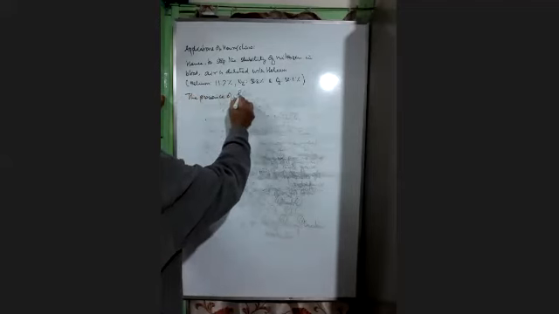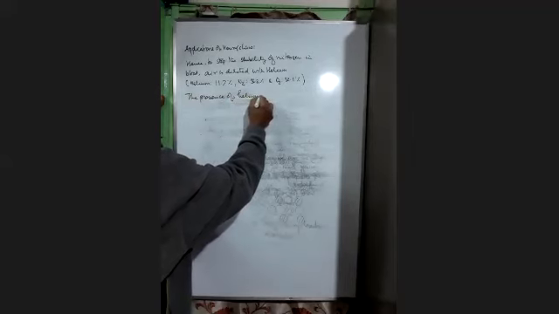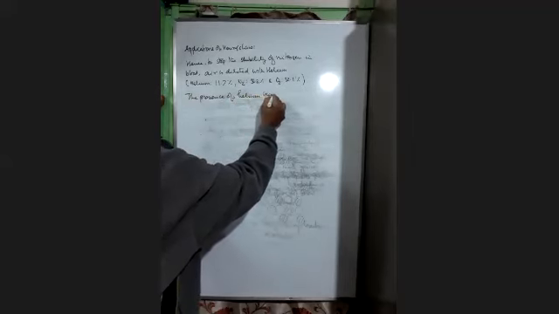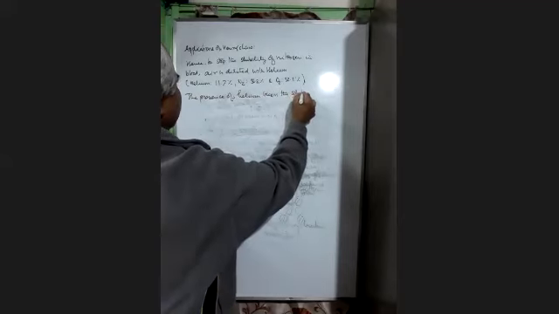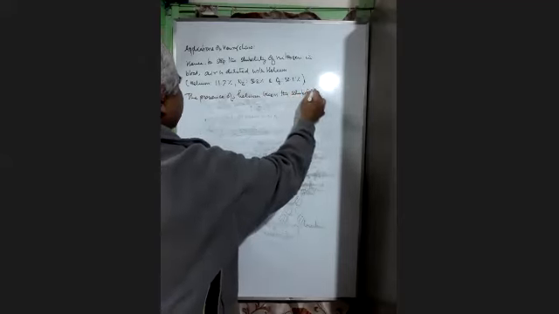The presence of helium lowers the solubility of nitrogen in blood.